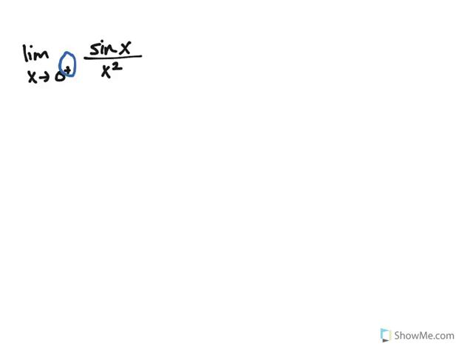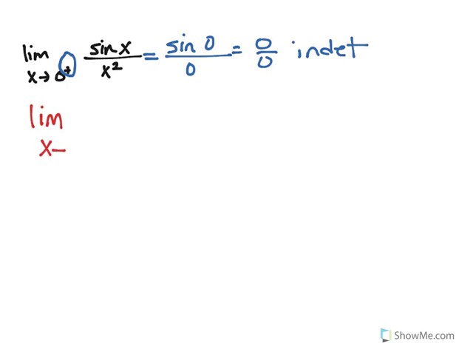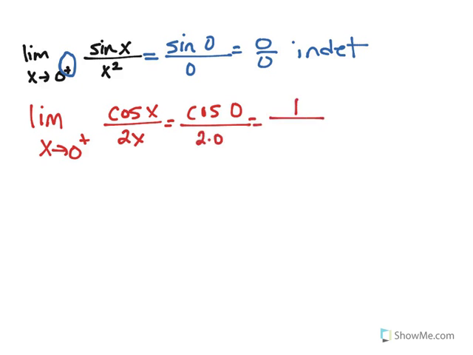So when you see something like that, you can work out the problem normally and then see if it has an effect later on. If I put in 0, I get sine of 0 over 0, which equals 0 over 0, which is indeterminate. So I can apply L'Hopital's rule. So it's equal to the limit as x approaches 0 from the positive side. The derivative of sine is cosine x over 2x, which equals, if I fill it in there, cosine of 0 over 2 times 0, which equals 1 over 0.